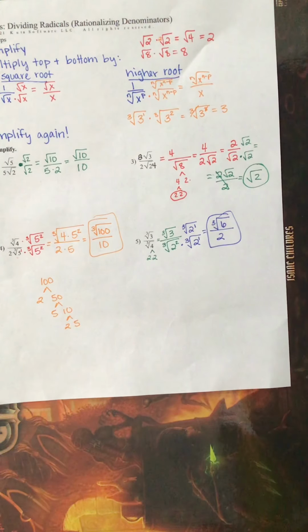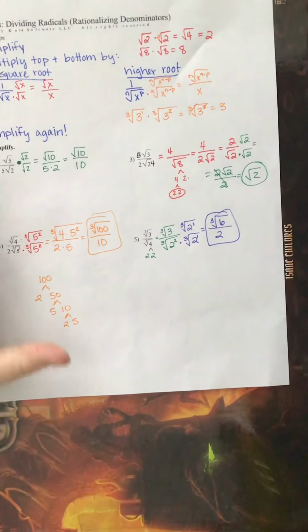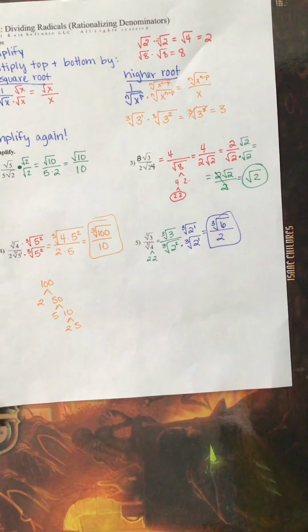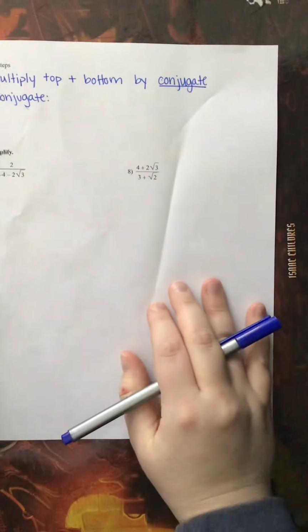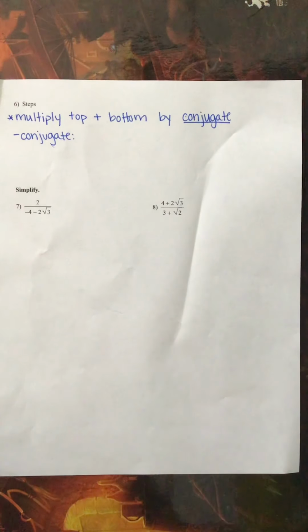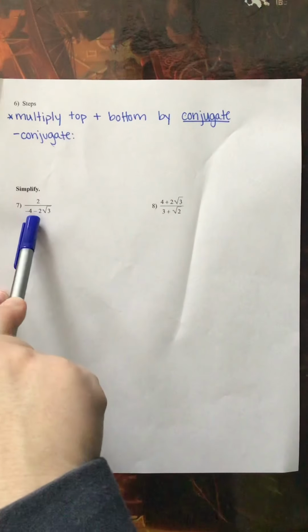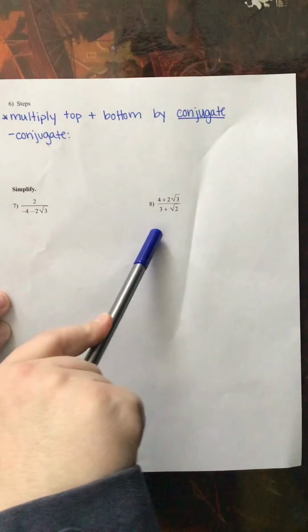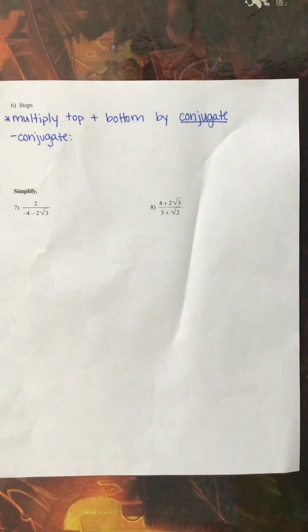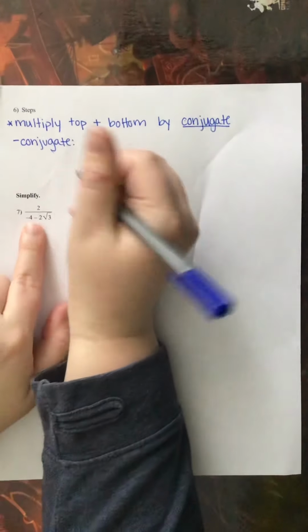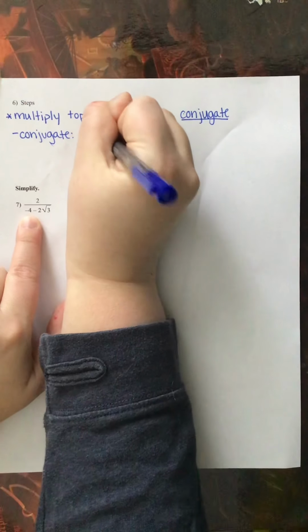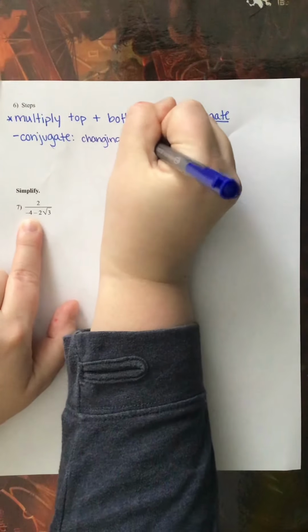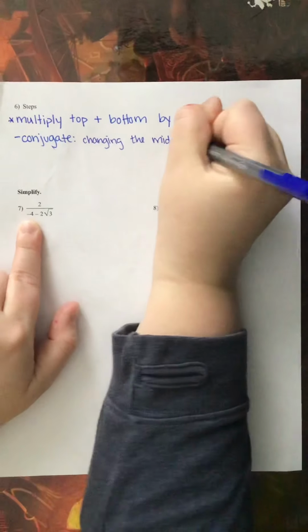Now, sometimes we're going to have binomials on the bottom. So this, we only had one thing on the bottom. Nothing was added or subtracted. Sometimes we're going to start adding and subtracting things onto the bottom. To do that, if we look down here, we have a minus 2 square root of 3, and here we have a 3 plus square root of 2. It changes things. That's when you have to start multiplying by a conjugate. A conjugate is just changing the middle sign.